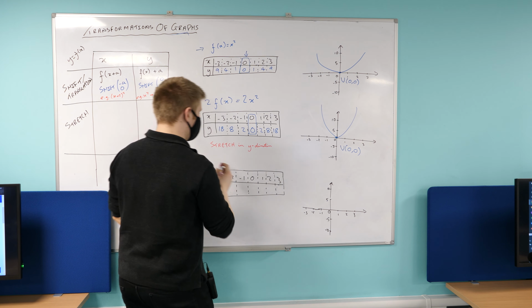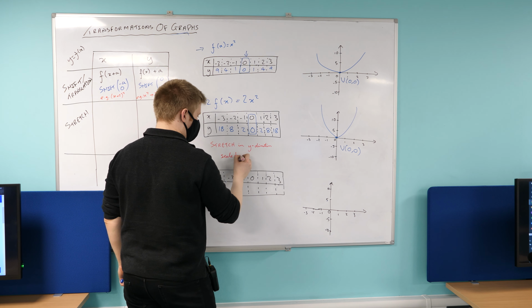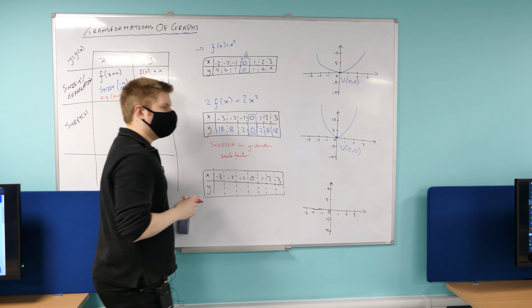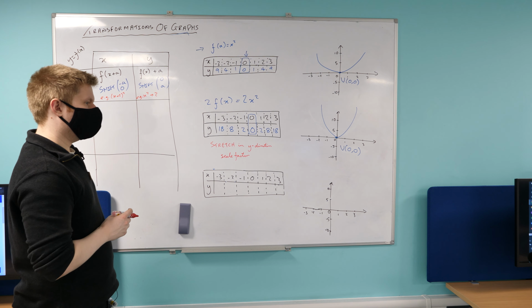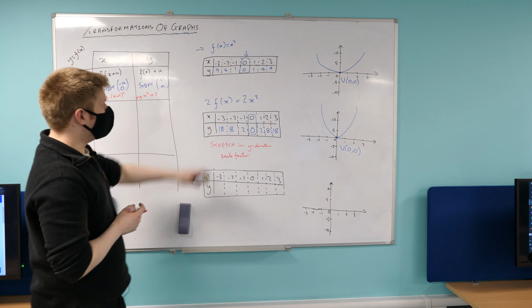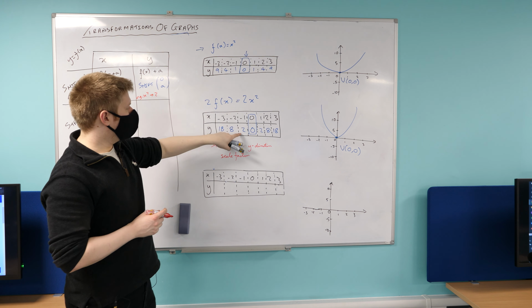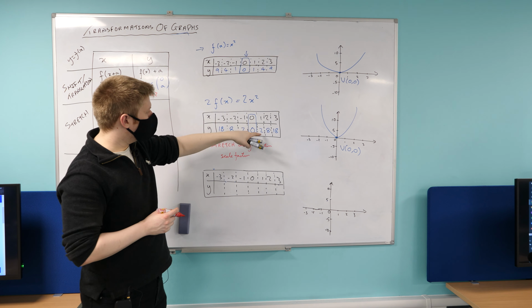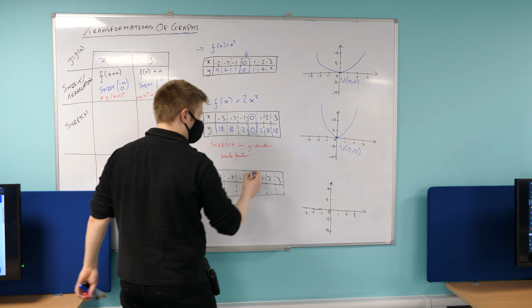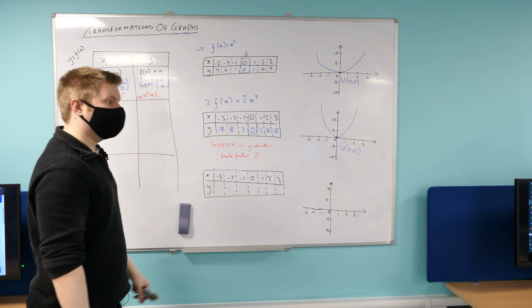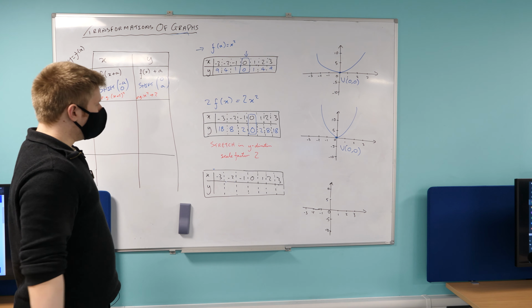Now, what's the scale factor? So the scale factor is literally how much they're stretching it by. Two. Fantastic. Look at that. 9 becomes 18, 4 becomes 8, 1 becomes 2, 0 becomes 0, 1 becomes 2, 4 becomes 8, 9 becomes 18. It's literally making everything twice as big as it was before. Therefore, the scale factor is 2. Okay? Okay, that makes sense then.